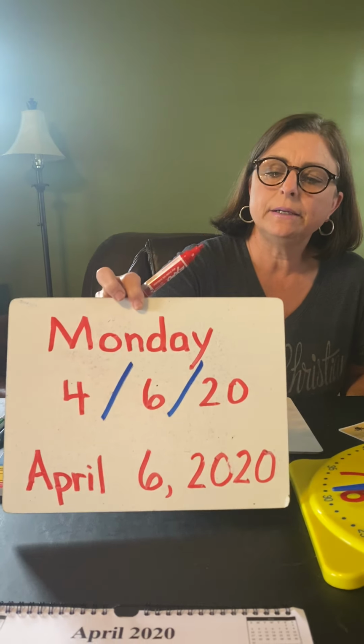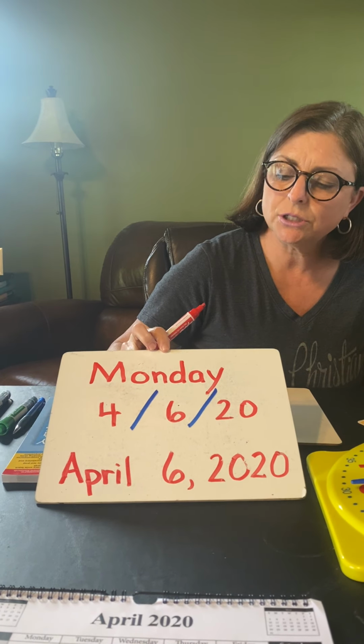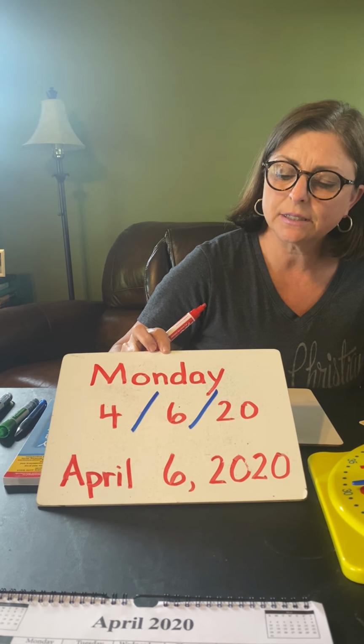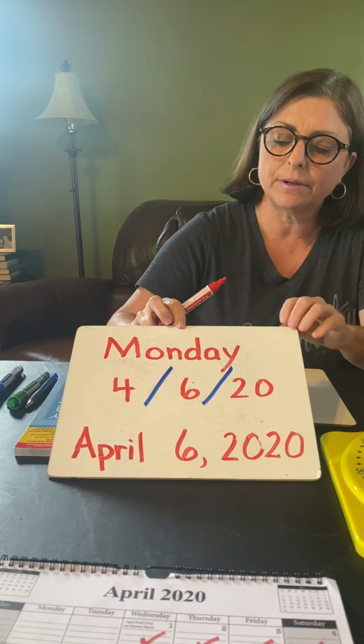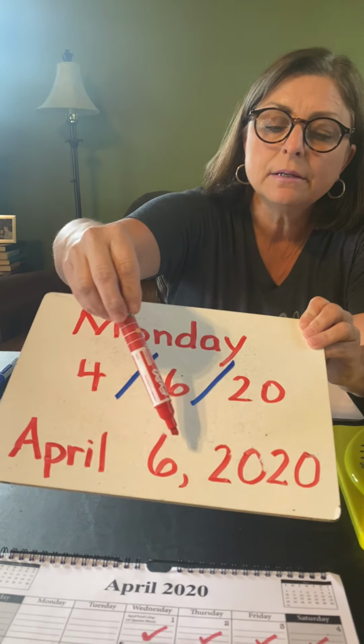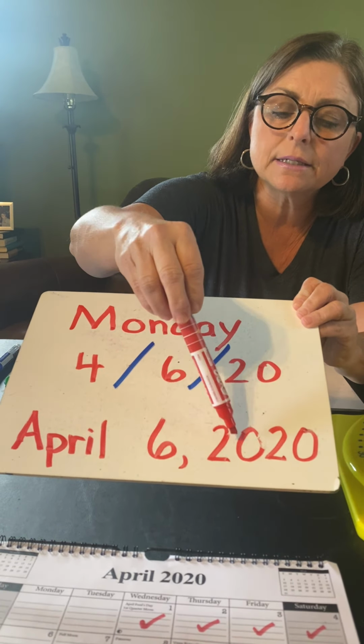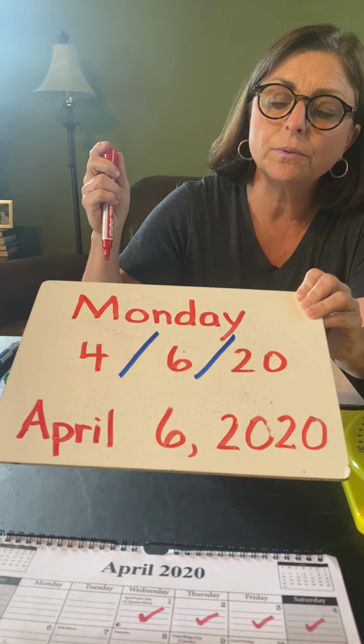You should have Monday, and then your digits 4/6/20, and the full date, April 6th. And remember to use that comma to separate the date and the year, 2020.